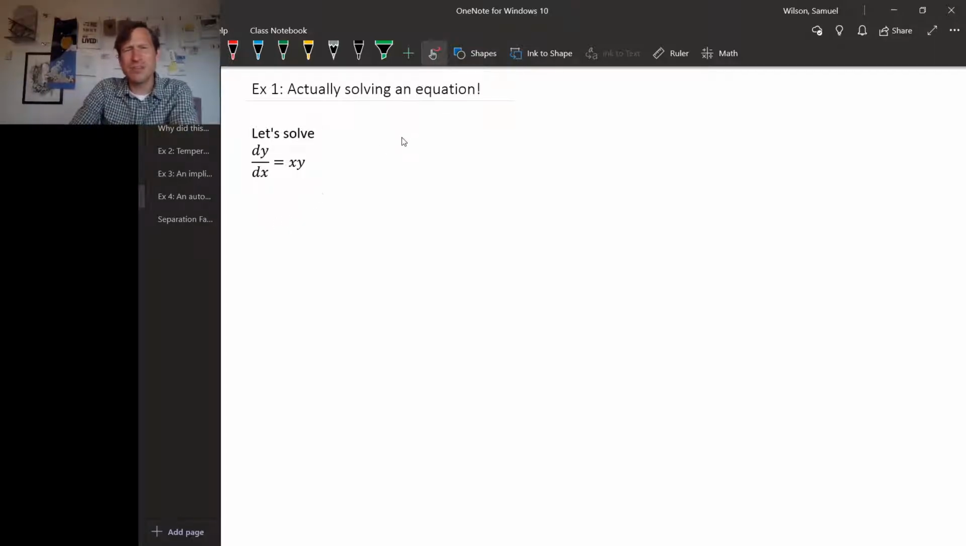Now, one thing that you might try is, since we're trying to find the unknown function y, well, look, on the left-hand side is the derivative of y, so why don't we just integrate both sides? That would give us the integral of dy dx equals the integral of x times y.